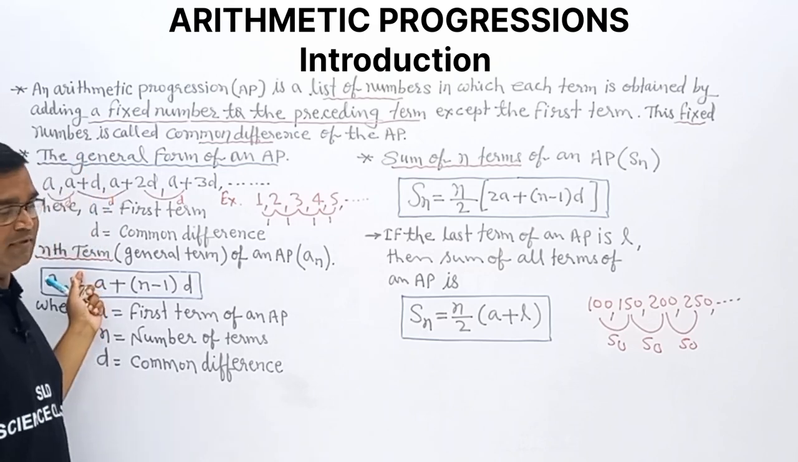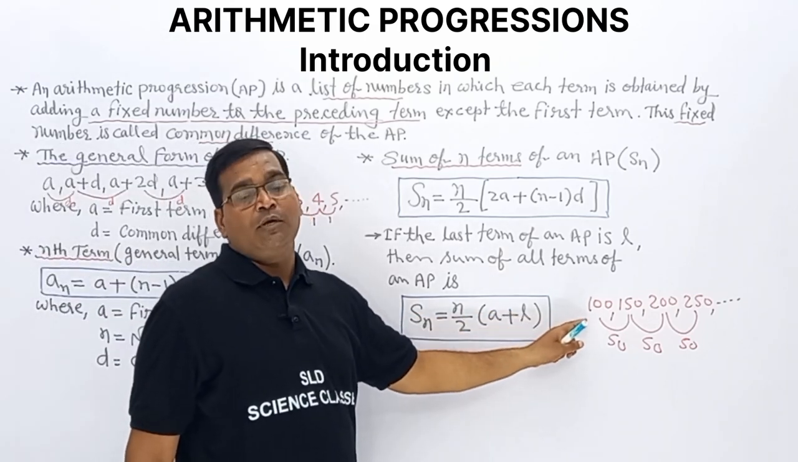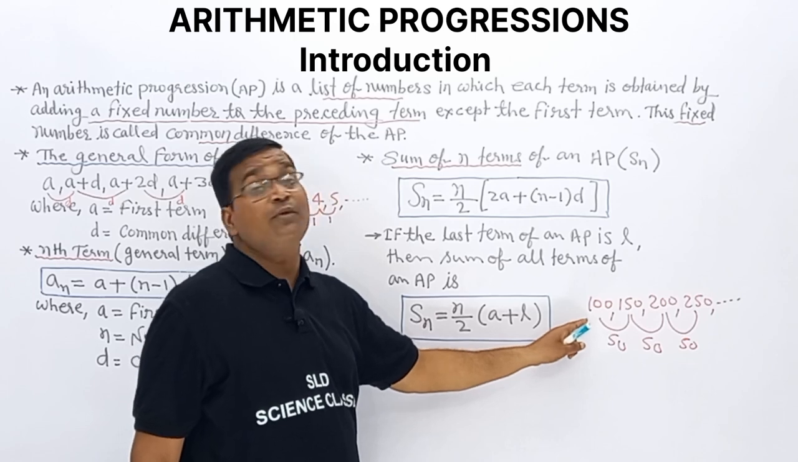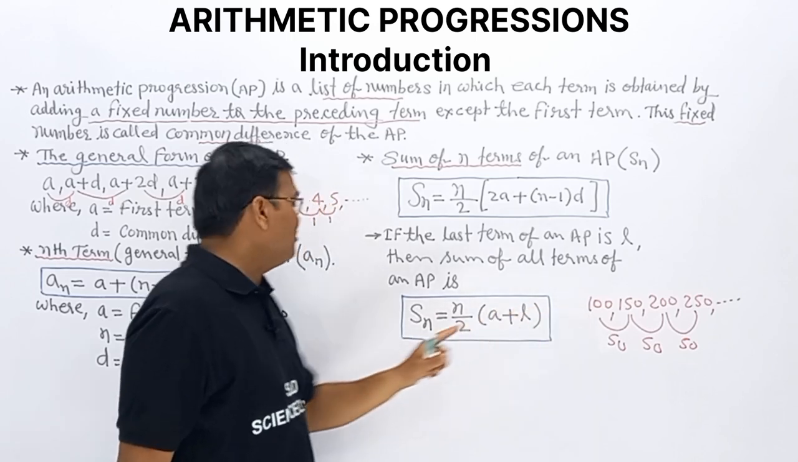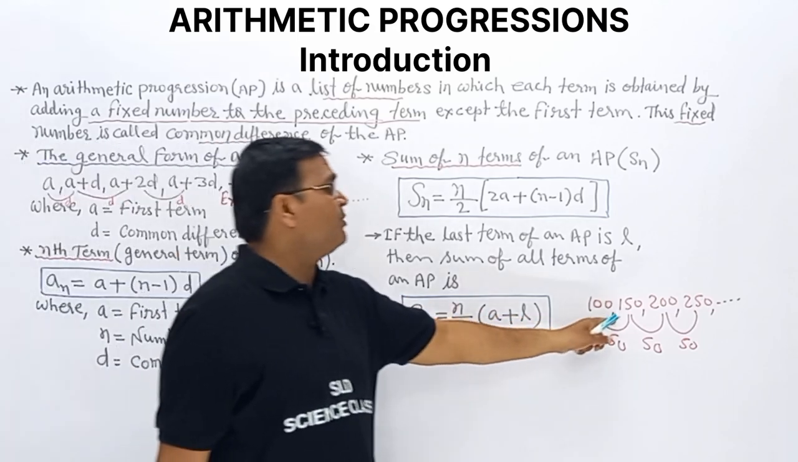Nth term. Then for this series, what do we require? The 20th term. We require the 20th term, then we will use n as 20. A is the first term, 50.